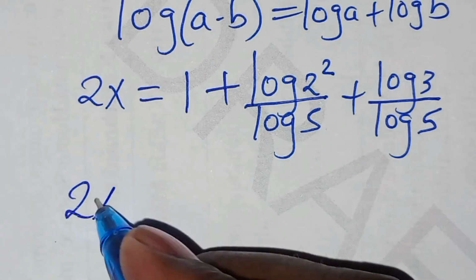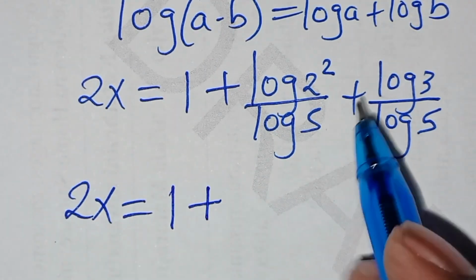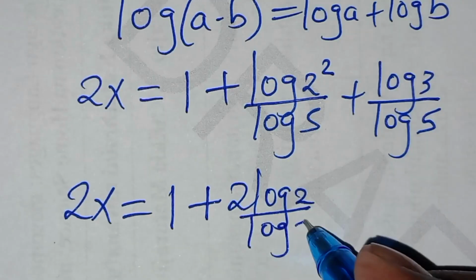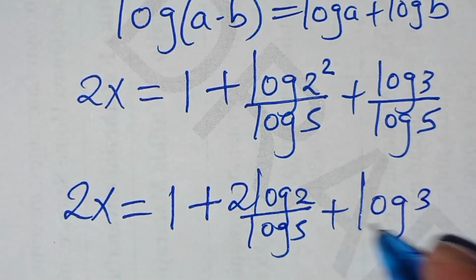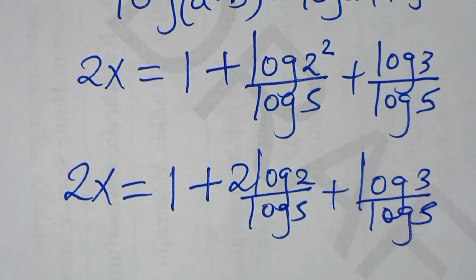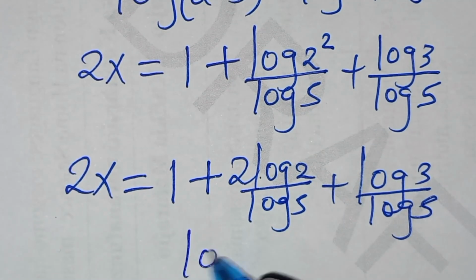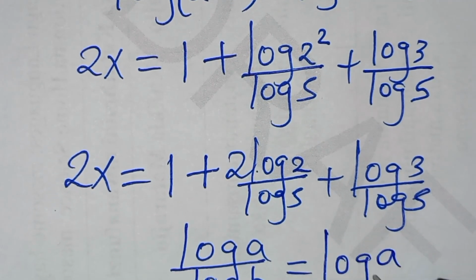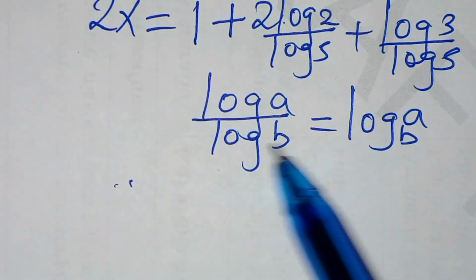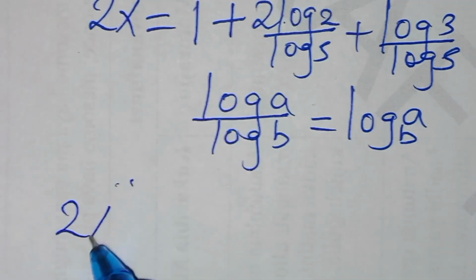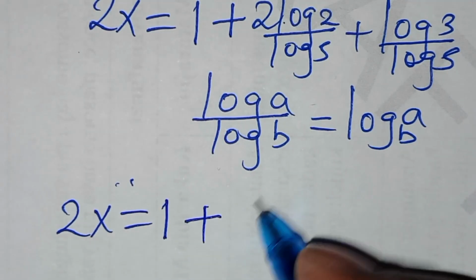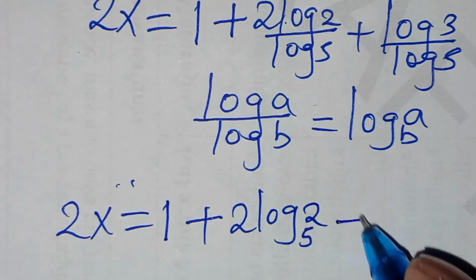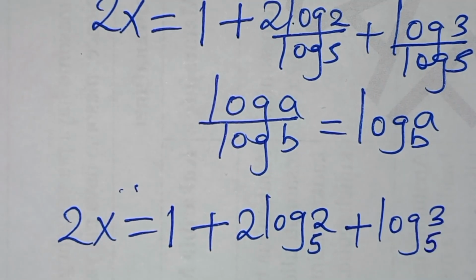So now here we have 2x. This is equal to 1 plus log 2 to the power 2, by applying power becomes 2 log 2, divided by log 5, then plus log 3 divided by log 5. So log 2 divided by log 5 is in the form of log a divided by log b, which we can express as log a to base b. Applying this logarithm property, here we'll have 2x. This is equal to 1 plus 2 log 2 to base 5, then plus log 3 to base 5.